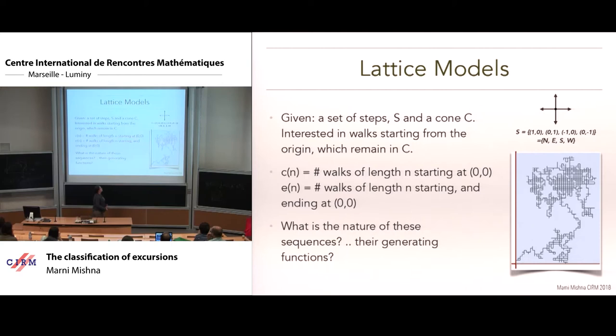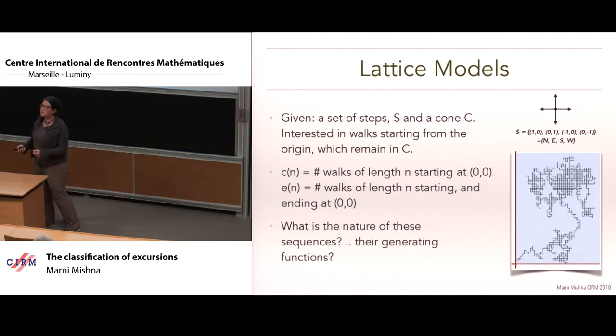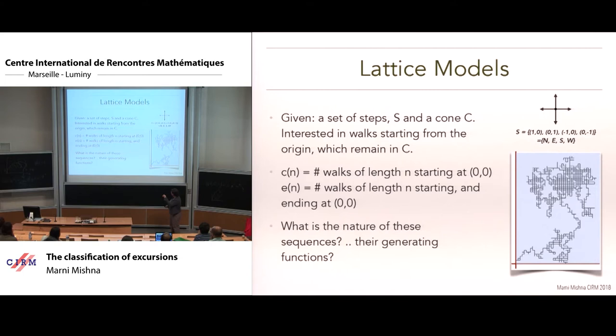It could be compass directions if you're working in a small enough universe, or when you're doing big enough steps, you should actually specify the vectors. You fix some cone, quarter plane works quite well, but we'll vary that in a moment. And you're interested in walks, so sequences of these steps, which remain in your cone. So start at the origin, maybe they end anywhere, maybe they end again at the origin. You're interested in these counting sequences.